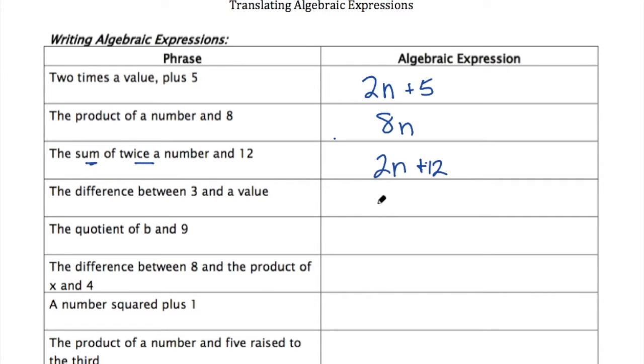The difference between 3 and a value. The problem with this is it doesn't really specify the difference between n minus 3 or 3 minus n. So either one of these is really acceptable. We'll talk about better ways of saying that. Same thing here, the quotient of b and 9 can be b divided by 9 or 9 divided by b. There's better ways to say this, but both are acceptable.